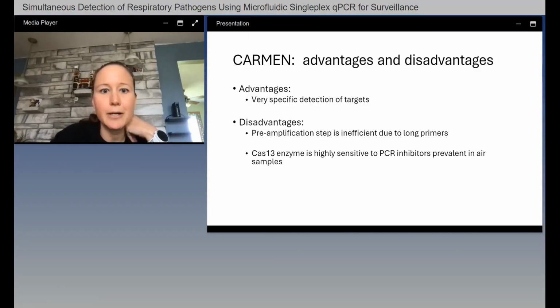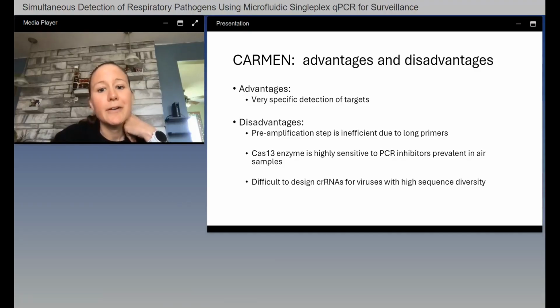Dirt and some cleaning products have gotten into the air samplers, and it completely knocks out the ability of that Cas13 enzyme to function. Finally, it's difficult to design CRISPR RNAs for viruses that have really high sequence diversity. We see that with influenza A, but we've also seen that for a few other viruses, particularly like rhinovirus and enterovirus. I don't include those on the Carmen panel because they're so sequence diverse. We don't have very good sensitivity.